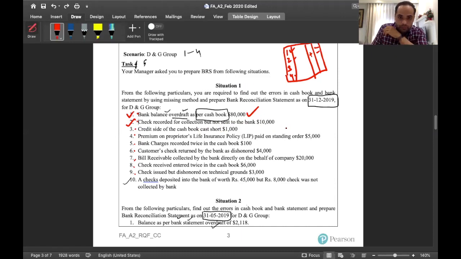Negative. Negative. Okay. So negative. This one also negative. Okay.